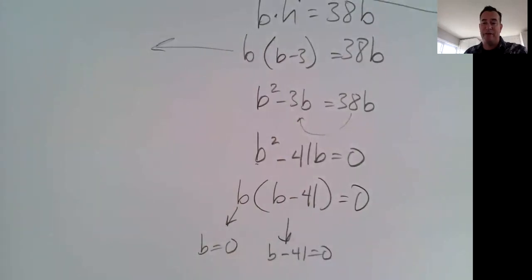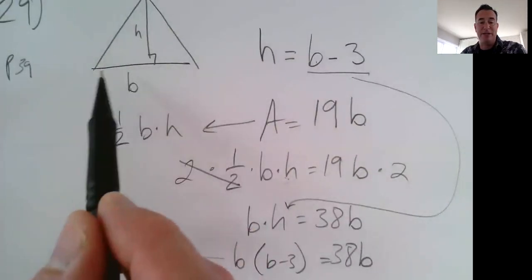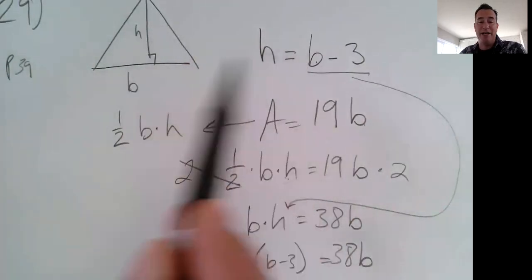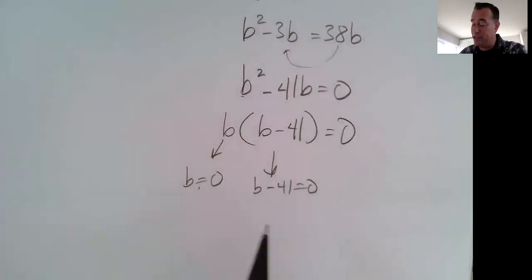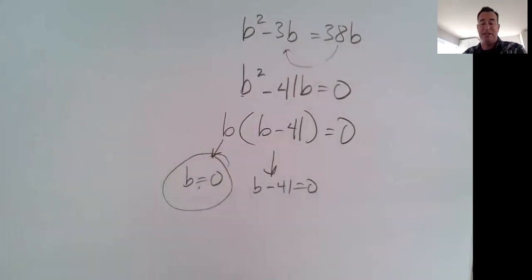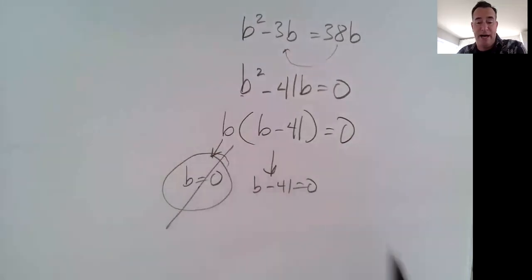Now, let's just think for a second. If b equals 0, that would mean if I went all the way back up here, not only would this distance be 0, this height would be 0 minus 3, or negative 3. That is impossible based upon the physical realm that we exist in. Any of you guys can figure out how to make a negative distance? Please share that with me so that we can sell it together and make millions of dollars.